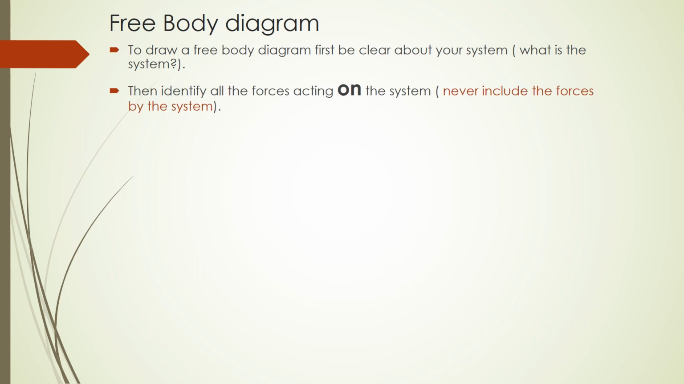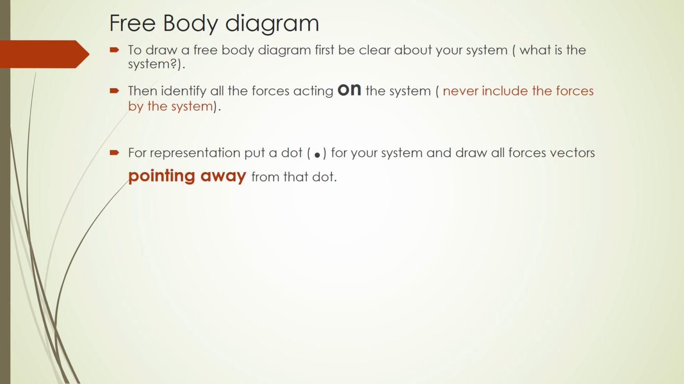Then identify all the forces acting on the system. These are not forces by the system, but are acting on the system. The representation, just put a dot. That represents your system. You could draw a picture if you would like, but often we just use a dot. And draw all force vectors pointing away from that dot. For example, let's consider a brick on a ramp as shown in this figure.